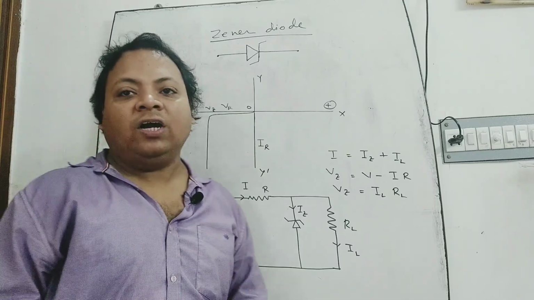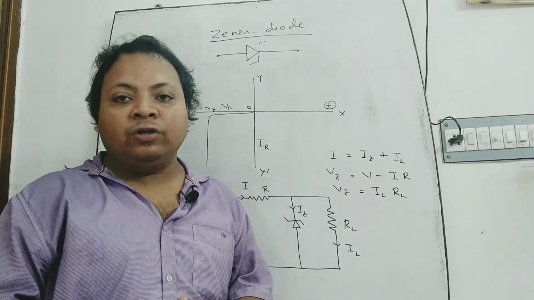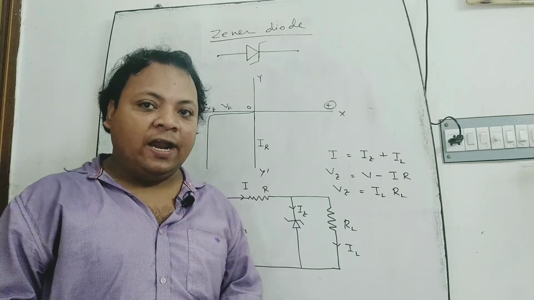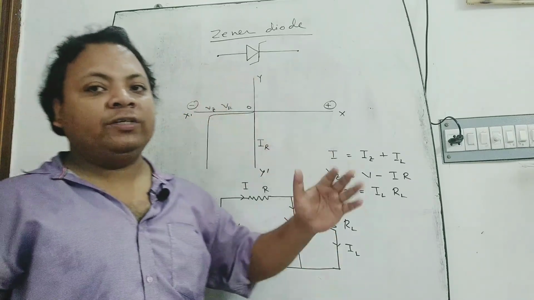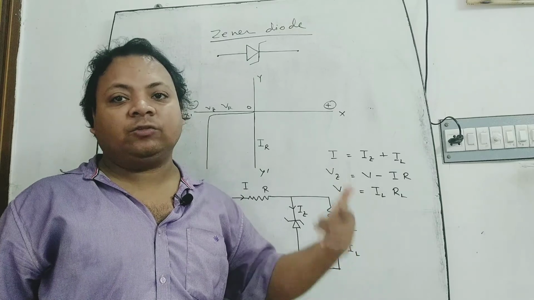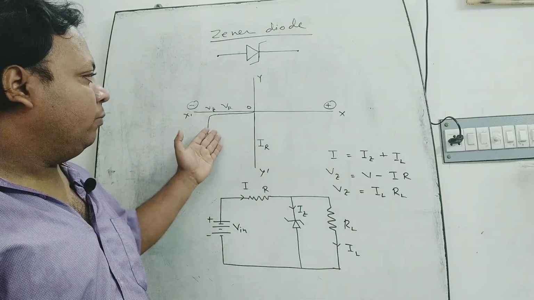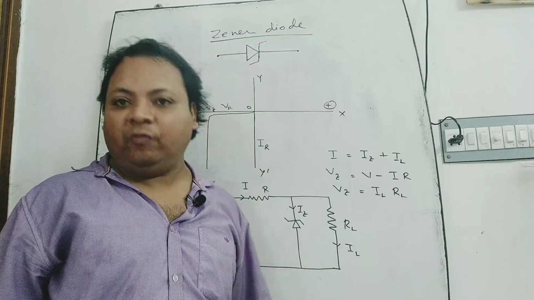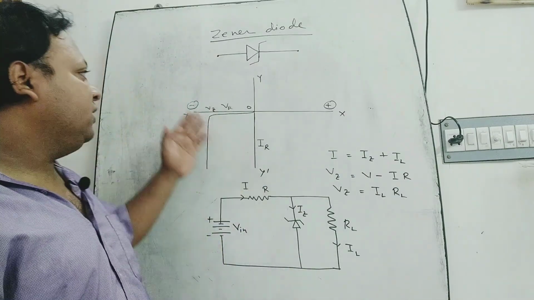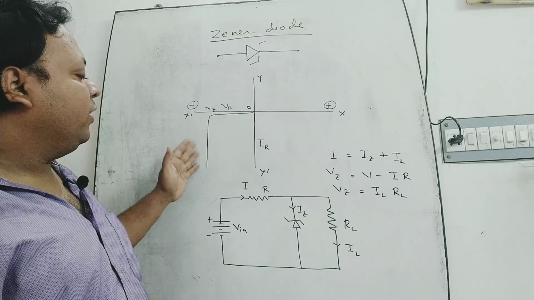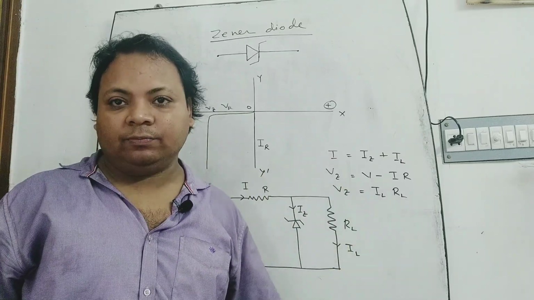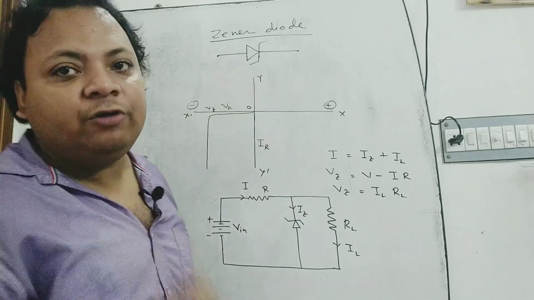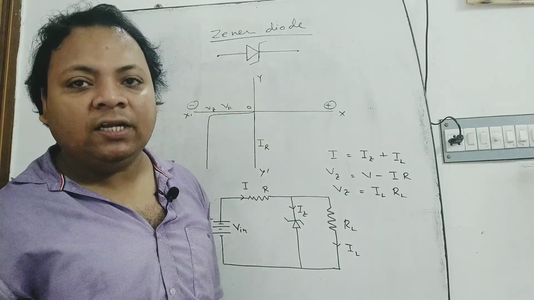The Zener diode works in the Zener breakdown voltage, and it is always connected in reverse bias in the circuit, since it works according to the Zener effect, and we know that the Zener effect only occurs when the circuit is in reverse bias. And the Zener diode is highly doped.